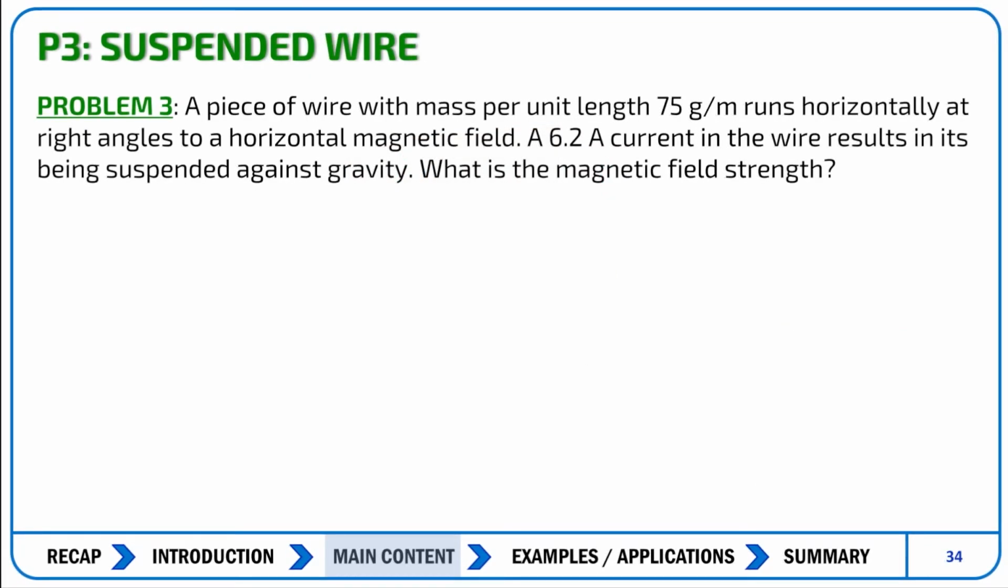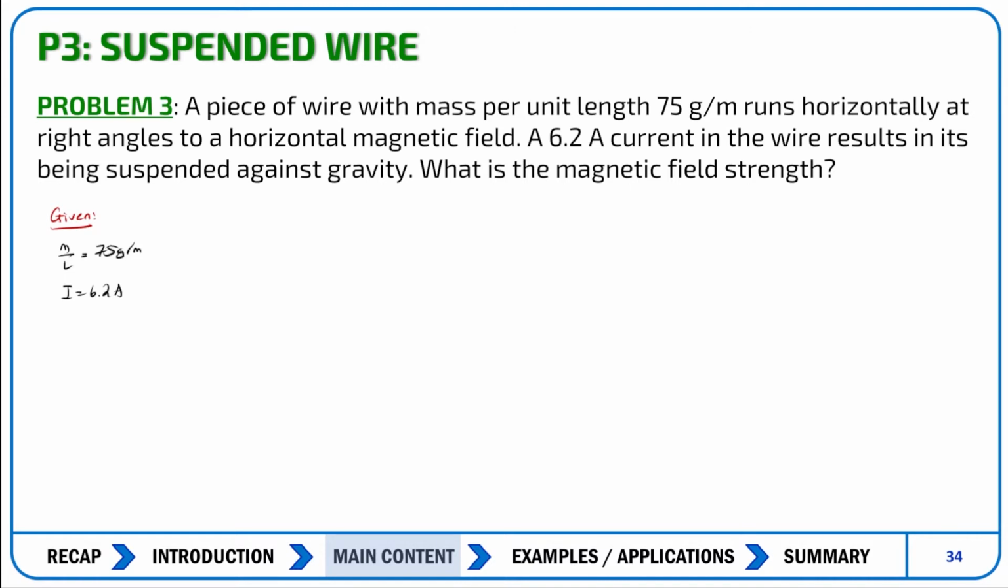Okay, so in this problem, a piece of wire with mass per unit length 75 grams per meter runs horizontally at right angles to a horizontal magnetic field. So let's first write down what we're given. We have a mass per unit length of 75 grams per meter, and the wire runs horizontally at right angles to a horizontal magnetic field, so there are right angles involved. We have a current of 6.2 amps. And the wire is suspended against gravity.